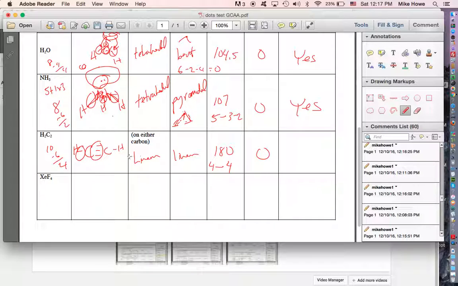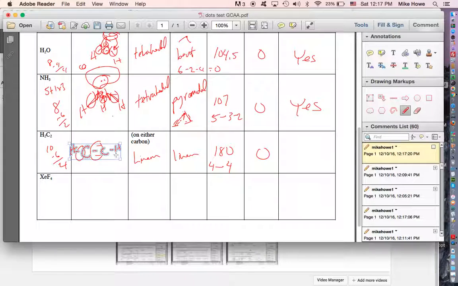And is it polar? Well, no. Because what's going to happen is that the vectors are going to go into the center toward the carbon, like that. And they cancel each other out. So it is not polar.